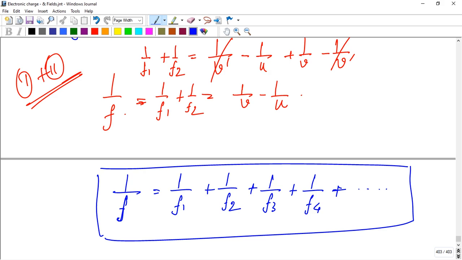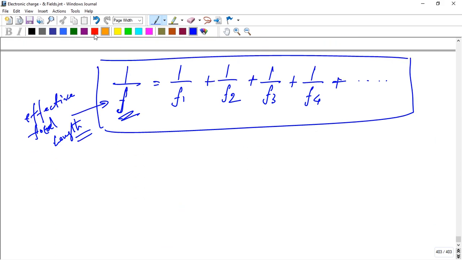If there are several thin lenses, the focal lengths give 1 by F1, 1 by F2, 1 by F3, 1 by F4, and so on. That is the effective or total focal length, and these should be added algebraically. Now the power: 1 by F means the power, so the effective power is equal to P1 plus P2 plus P3, and so on. Power should be added here.